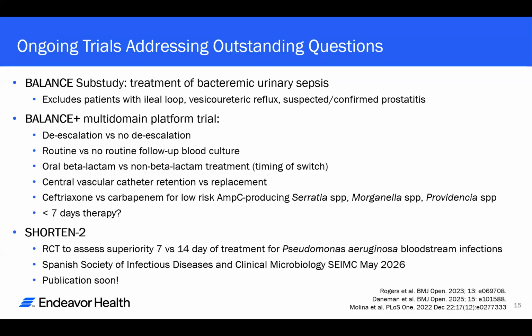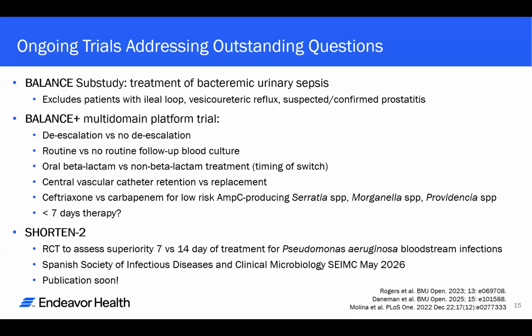Whether or not we leave in a central venous catheter. And then they're also going to look at some of these low-risk AmpCs, so Serratia, Morganella, Providencia, and using ceftriaxone versus carbapenem in those situations. Now, I haven't seen this in the protocol, but in an interview the authors did, they also mentioned looking at perhaps less than 7 days for some of these very low-risk patients. So we may see that in the near future as well.